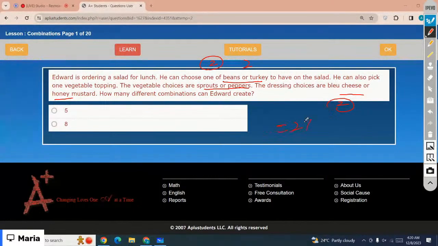So which is the correct option? 2 times 2 is 4 and 4 times 2 is 8. That means the total choices he has is 8. The correct option is 8. Got it? He can have the salad in 8 combinations. The correct option is 8.